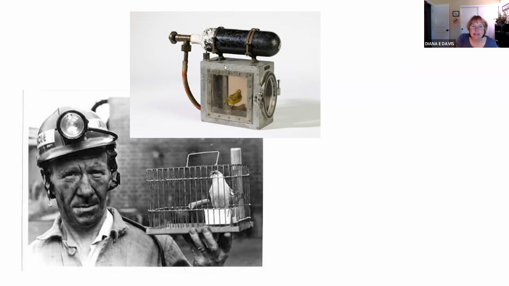This device has an air cylinder for the canary. So if the canary starts having breathing problems, they could put it in this type of enclosure, seal it up, and put air in from this canister, because the miners didn't want the canaries to die. They got sad, and this was a way to save the canaries' lives if they were exposed to bad air.